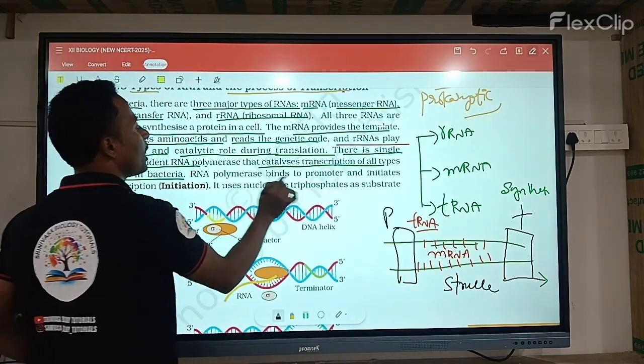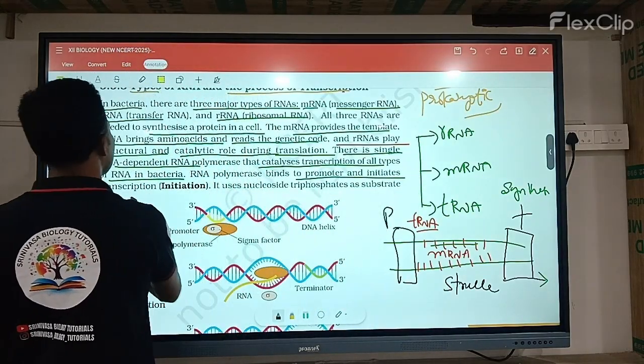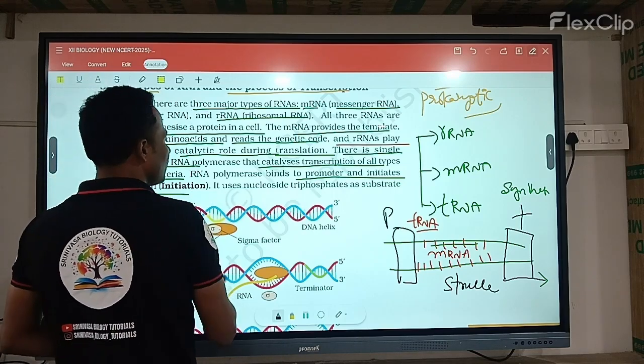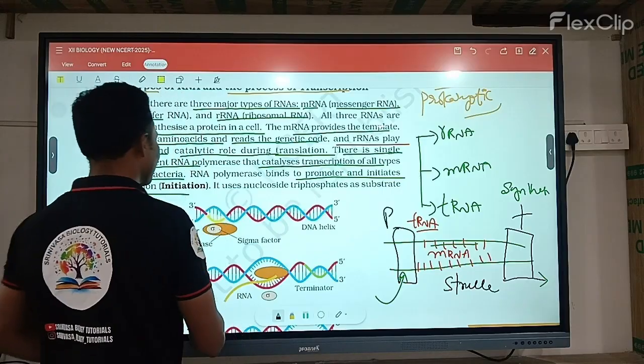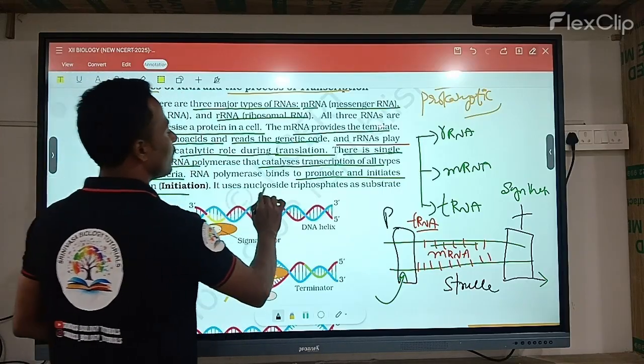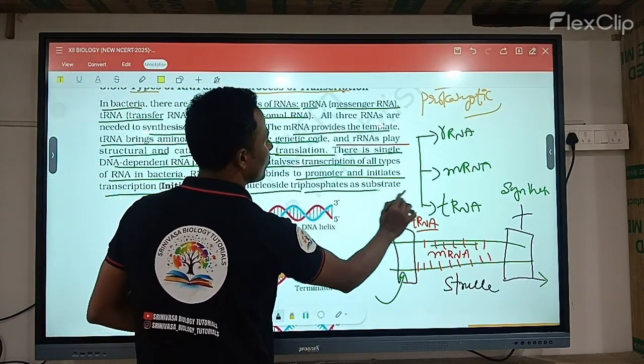Okay, the RNA polymerase binds with the RNA protein. They initiate the transcriptional unit in this initiation process. So when they get added here, this process is called initiation. It uses nucleotide triphosphate as the substrate.